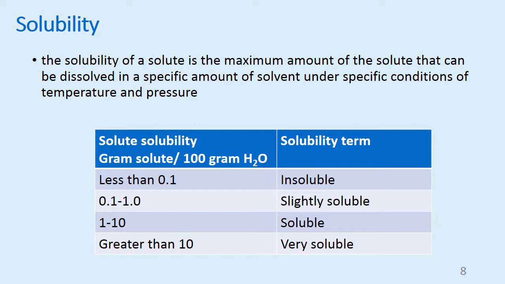So if I say something is soluble in water, generally what I mean is that you can dissolve between 1 and 10 grams of the solute in 100 grams of water. If it's less than 0.1 gram, we call it insoluble. If it's between 0.1 and 1, it's slightly soluble. And if it's greater than 10, it's very soluble. So solubility can depend a lot on the compound that you're trying to dissolve.